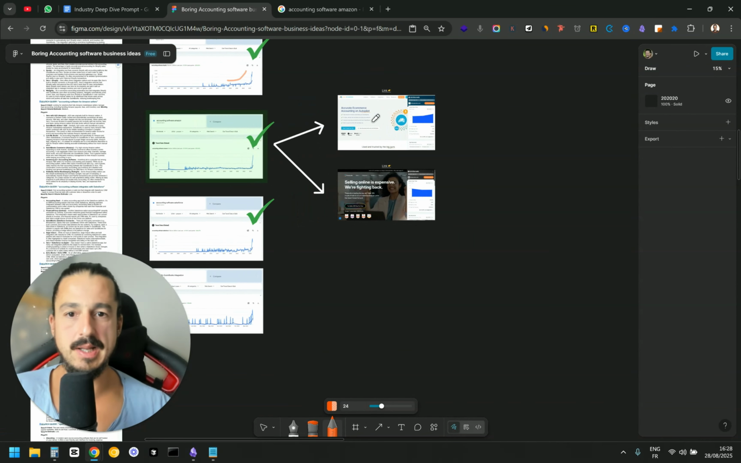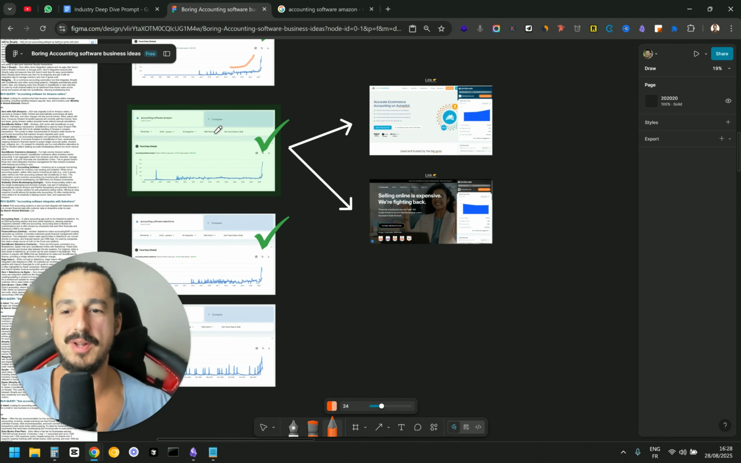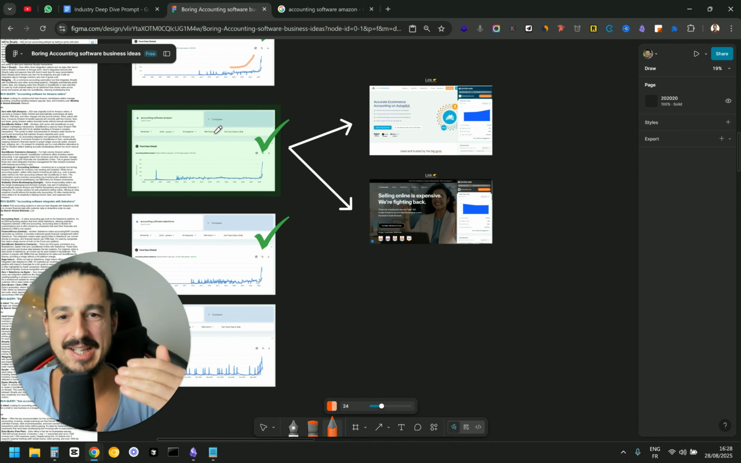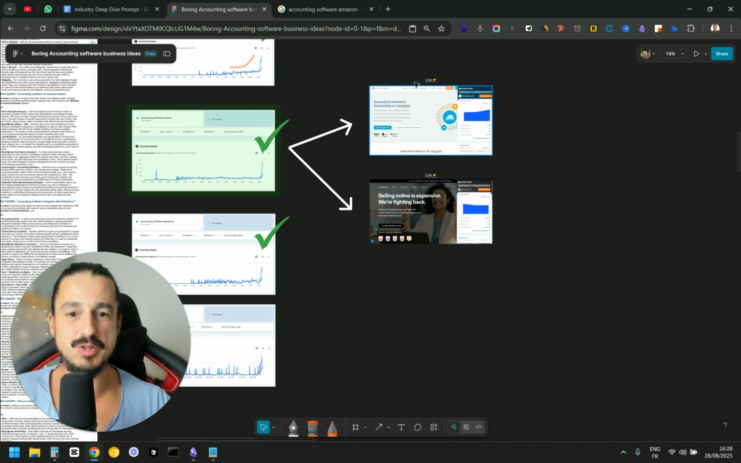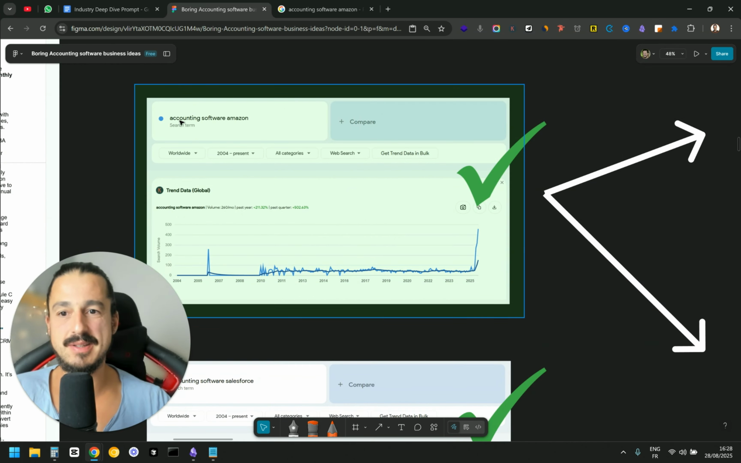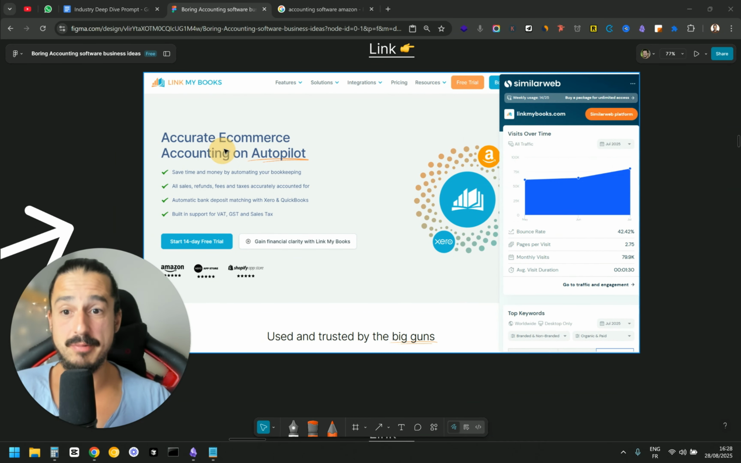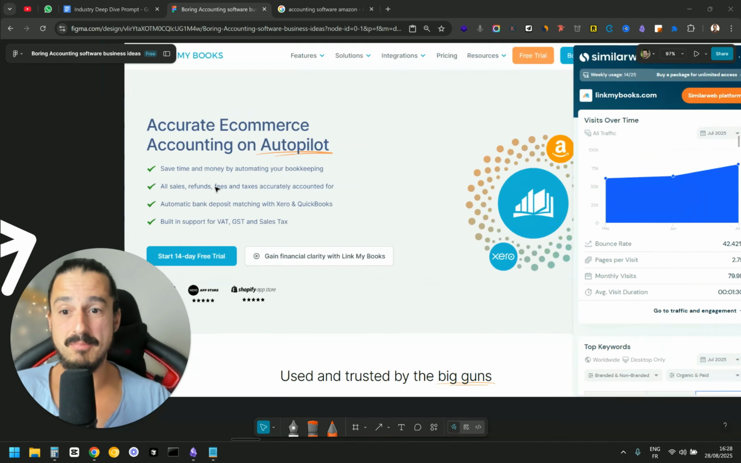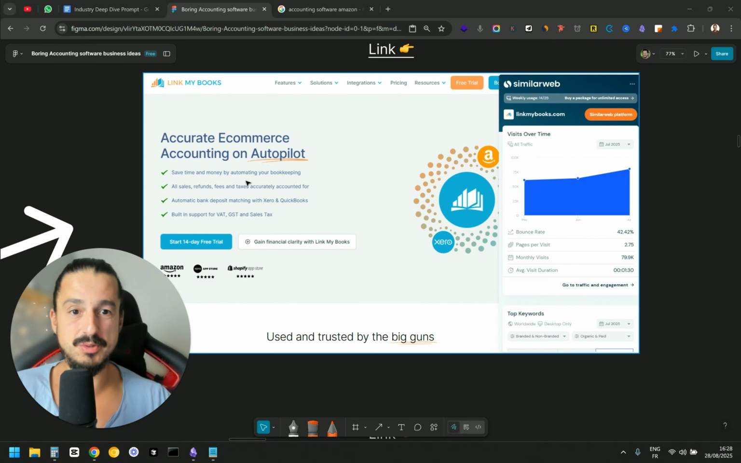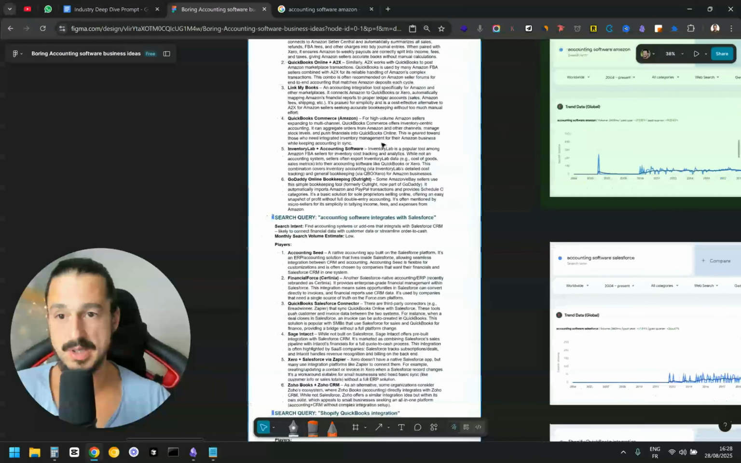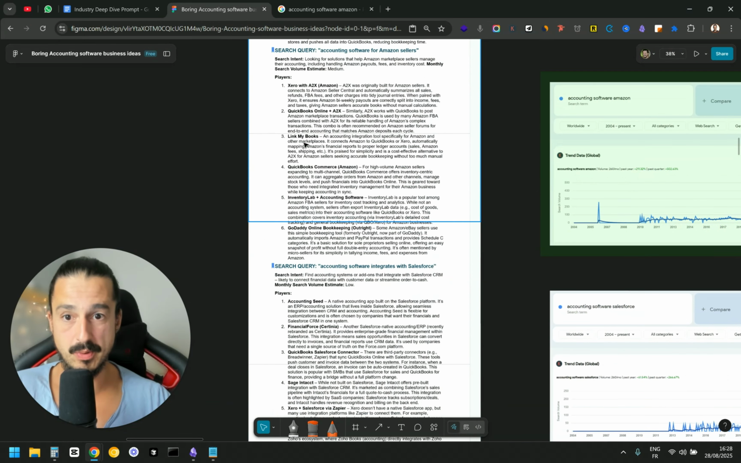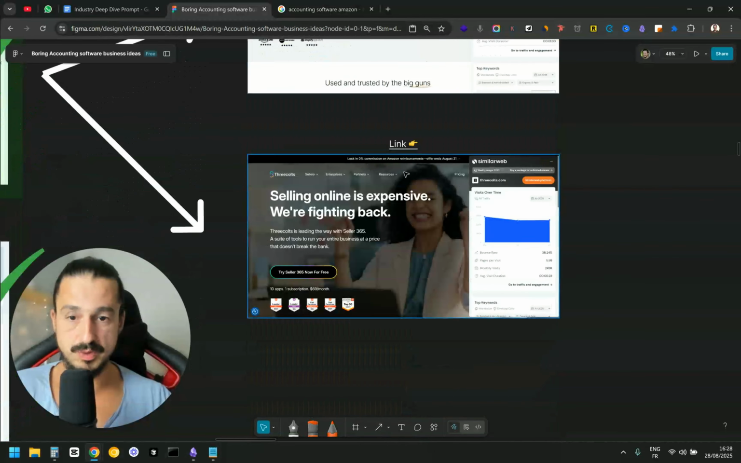Okay, now let's look into the next step, which is digging into the different actors in each market. So let's start with the accounting software for Amazon, the one I told you about earlier. I found this one, Accurate E-commerce Accounting on Autopilot, which is kind of Amazon, not really, but it was mentioned here in my report. So yes, why not?